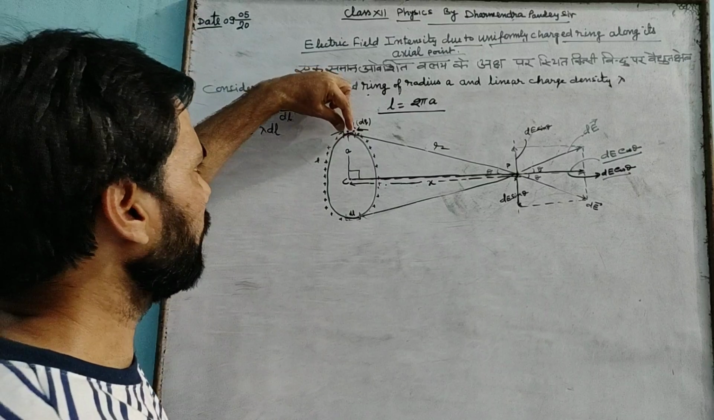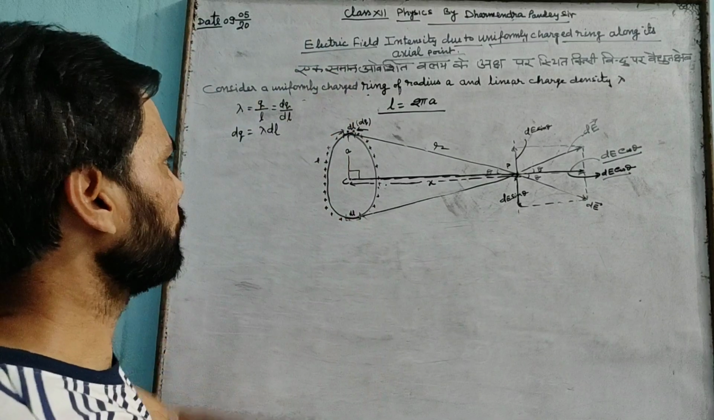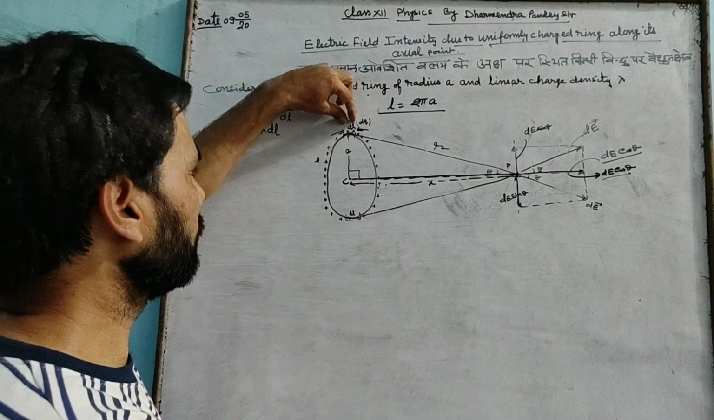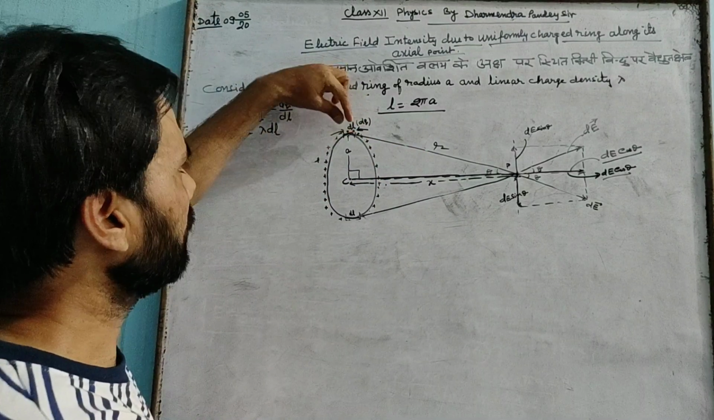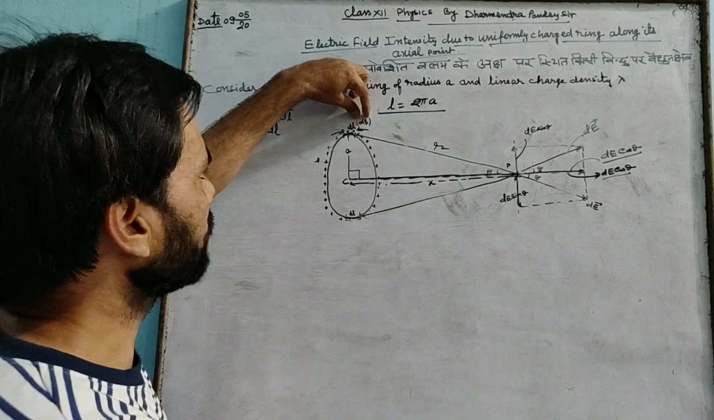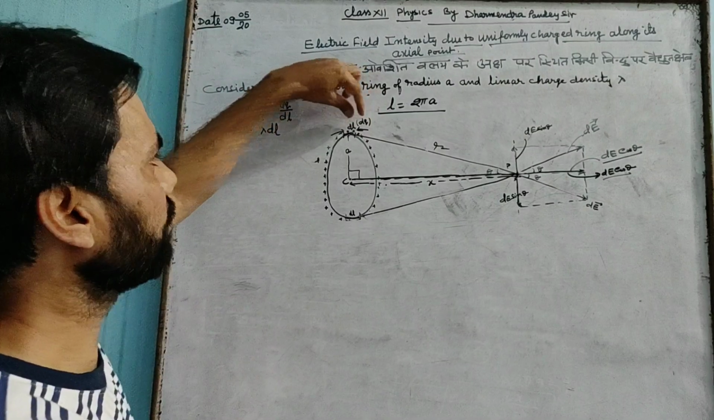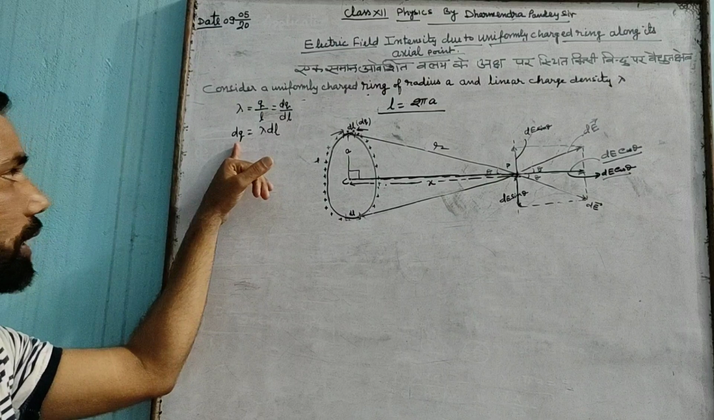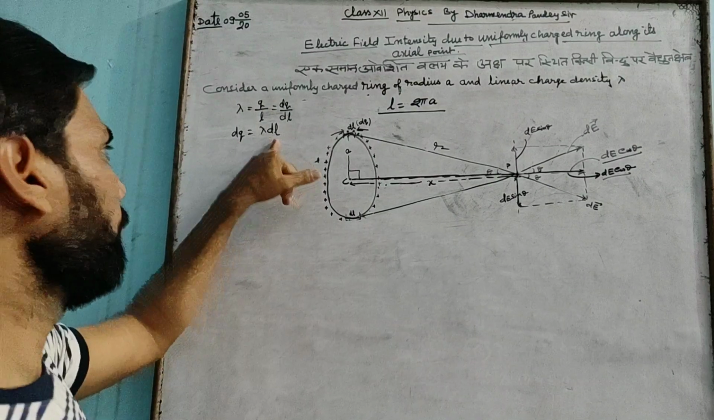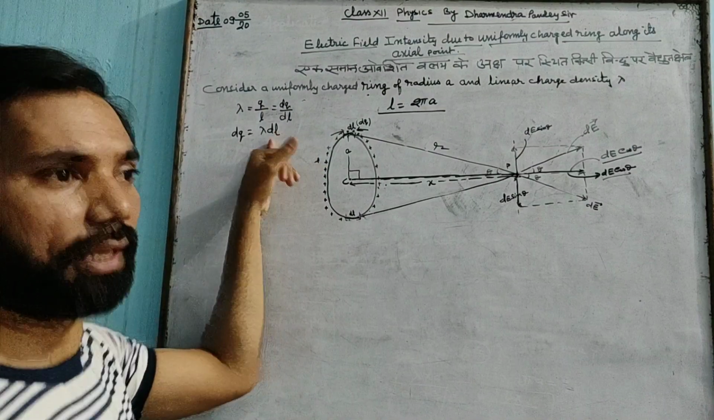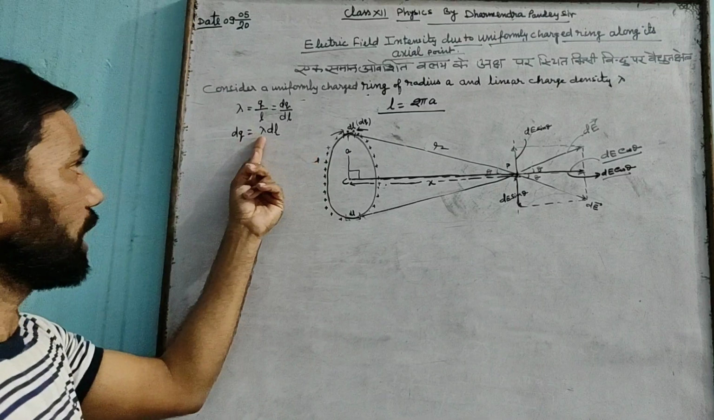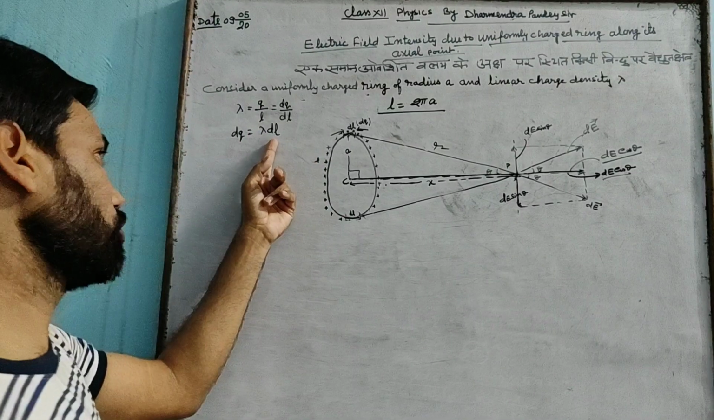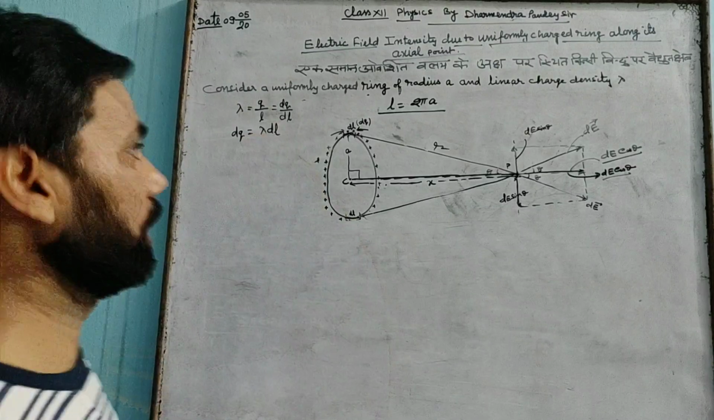So take a small elemental length of this circular ring, where the length of this section will be dl, and the charge corresponding to that length of the wire will be dq. So dq is equal to lambda into dl. How can this be written? Lambda is the charge per unit length, so the charge present on length dl can be written as lambda into dl.